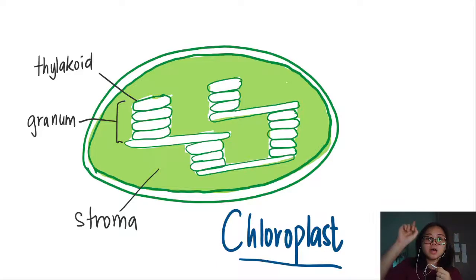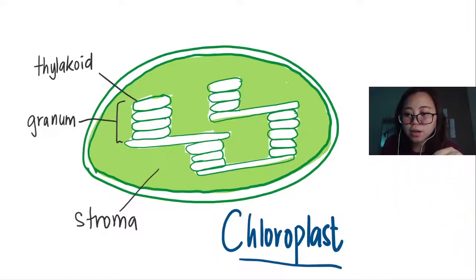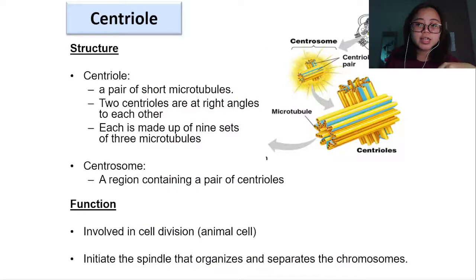Remember, photosynthesis occurs on the thylakoid membrane. Okay? Bahagian thylakoid, which is the garis-garis, di sana lah photosynthesis berlaku. Oh, sorry. Okay. Alright, let us move on to the next organelle.